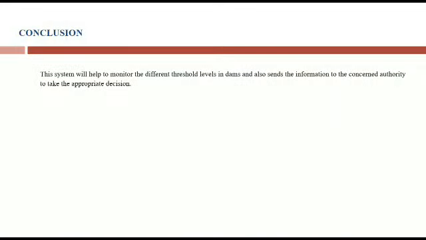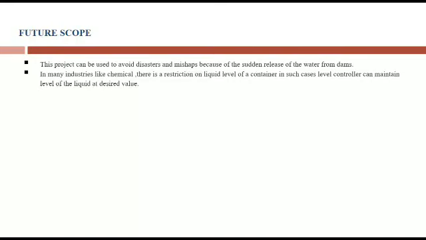Conclusion: this system will help to monitor the different threshold levels in dams and also sends the information to the concerned authority to take the appropriate decision. Future scope: this project can be used to avoid disasters and mishaps because of the sudden release of water from dams. In many industries like chemical, there is a restriction on the liquid level of a container. In such cases, a level controller can maintain the level of the liquid at the desired level.